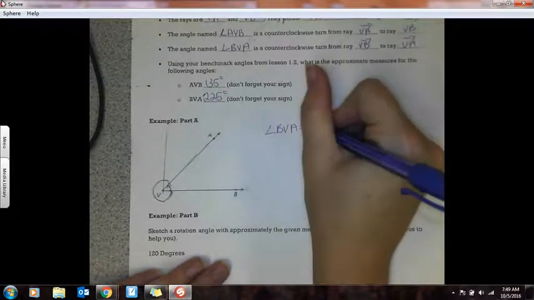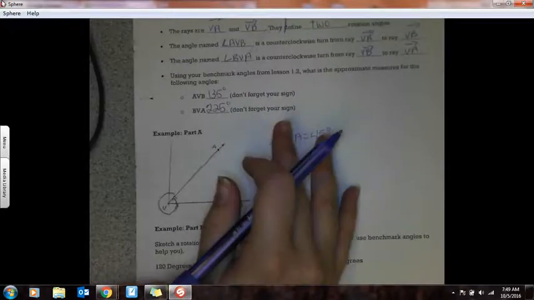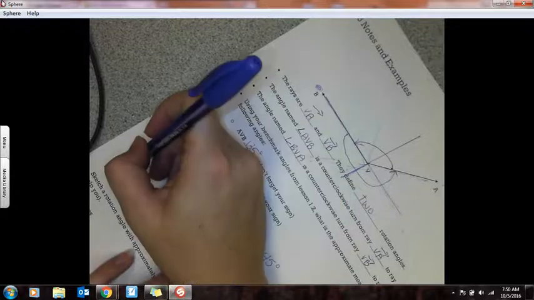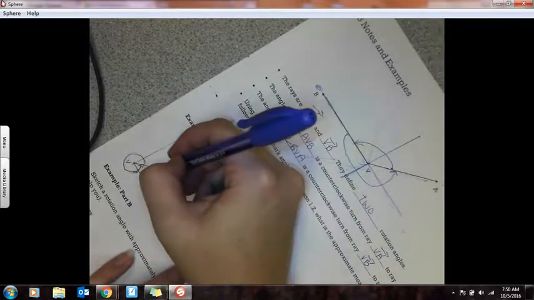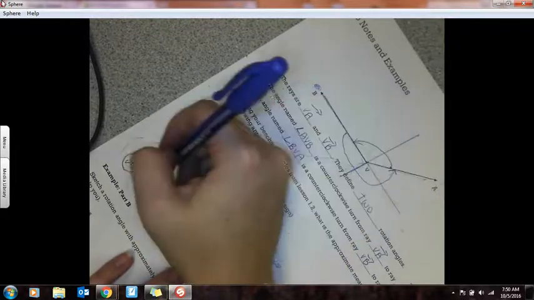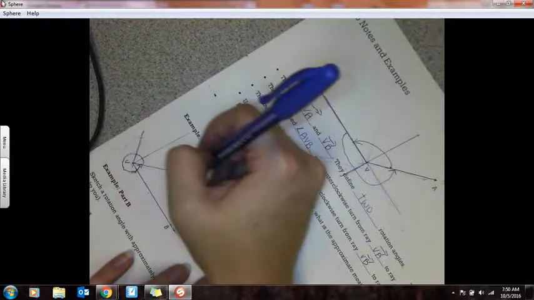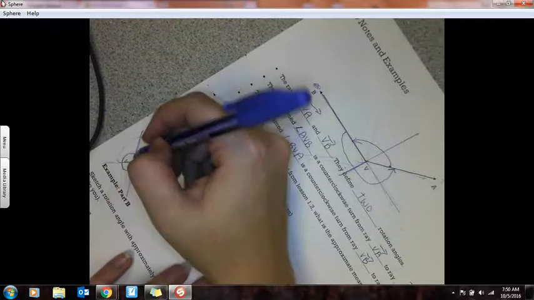Starts on this ray, and we're going to say this is 0. Again, this is 0 degrees, so it starts here and goes all the way to this right here. If I follow this up, this would be 90 right here. Straight across would be 180. Straight down would be 270, and this is about halfway in between 270 and 360, a full rotation. And we know, according to our benchmark angles, that halfway between 270 and 360 is 315 degrees.